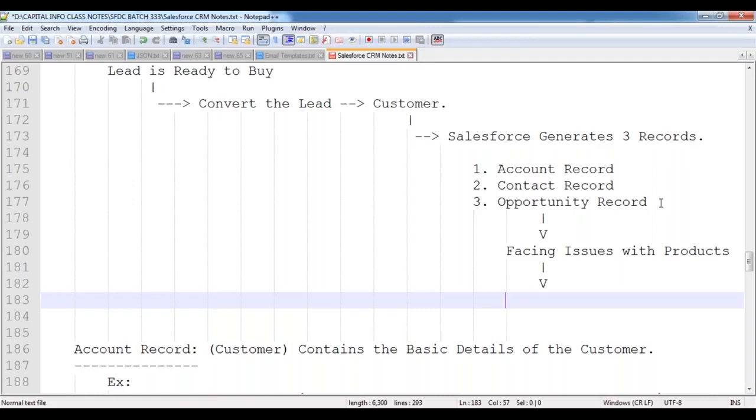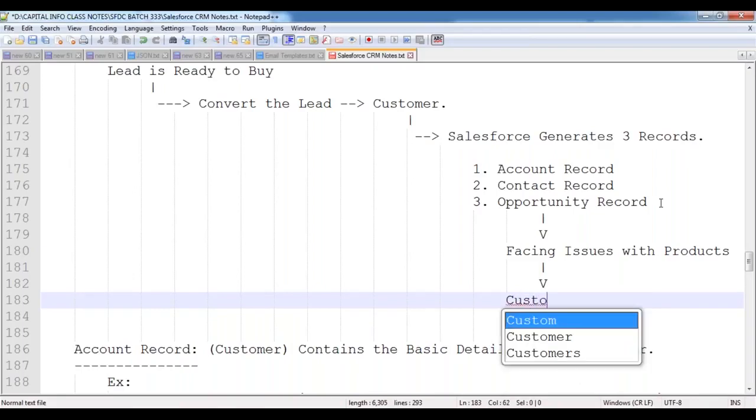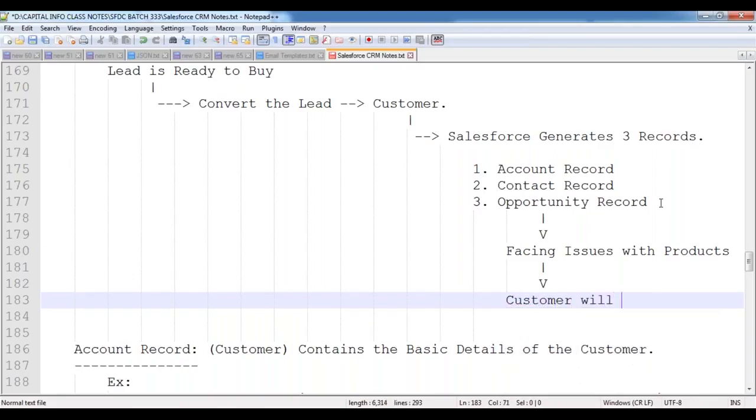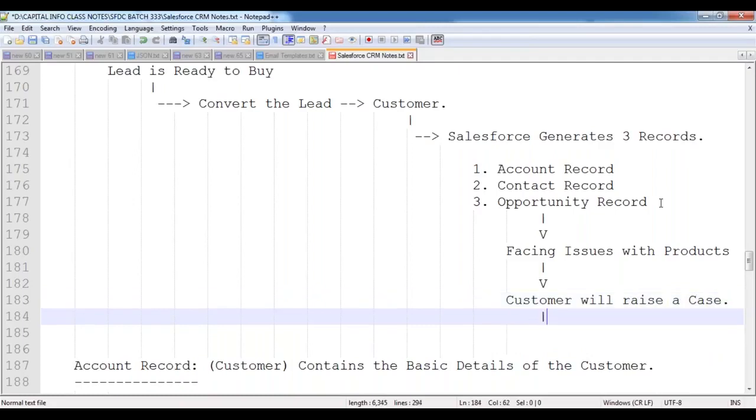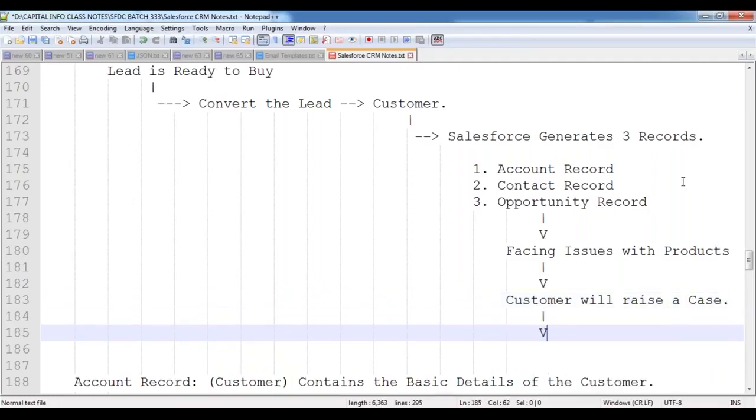Now that complaint is also called a case. The customer is going to be raising the case. The customer will raise a case.